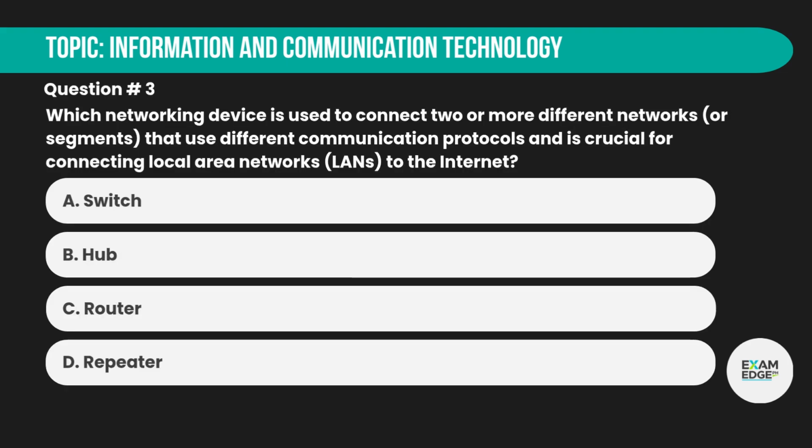Question number 3. Which networking device is used to connect two or more different networks, or segments, that use different communication protocols and is crucial for connecting local area networks, LANs, to the Internet? A. Switch. B. Hub. C. Router. D. Repeater.